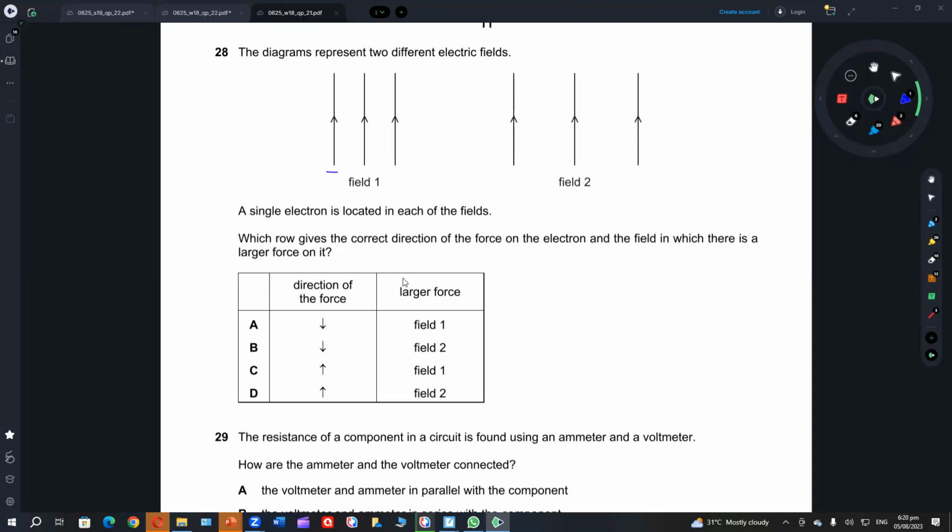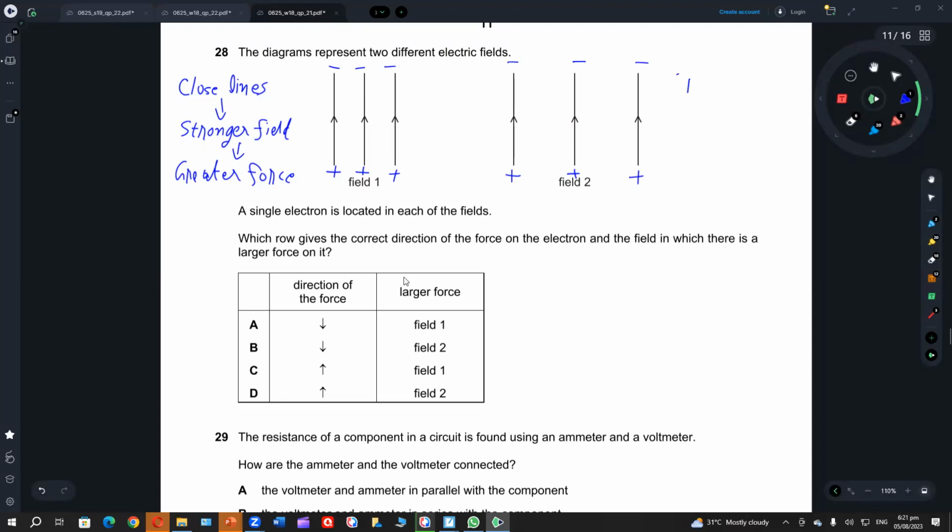He is putting an electron. First, let me mark, if you can mark with me, plus and minus. Electric field is always plus to minus. This is the concept I'm writing for you. Close lines, stronger field, greater force. Distant lines, weaker force. Yes.